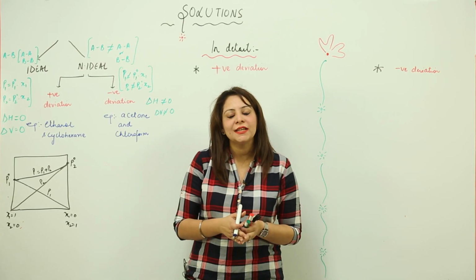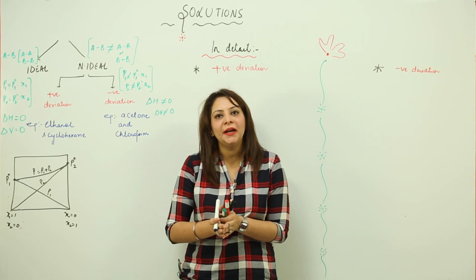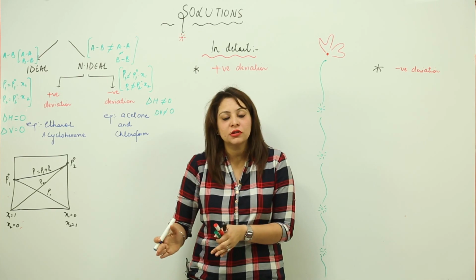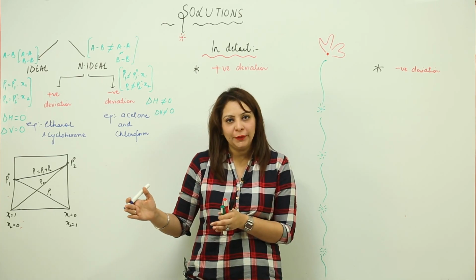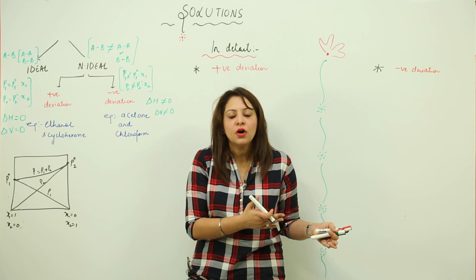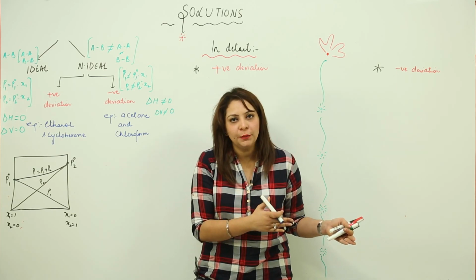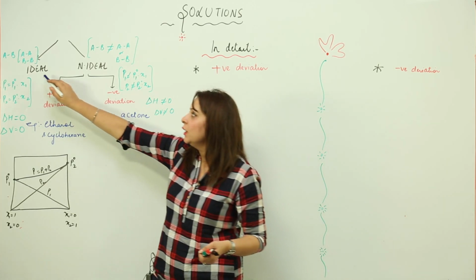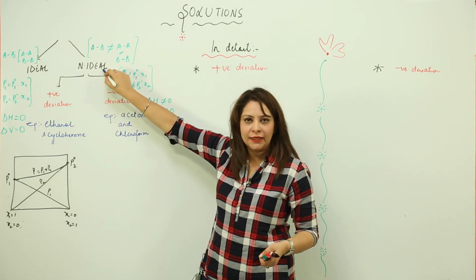Now, as you know, we can categorize solutions depending upon whether they obey Raoult's law at all conditions of temperature or pressure, or whether they don't obey Raoult's law under all conditions of temperature and pressure. We divide solutions into two categories. One is the ideal, the other is the non-ideal, right.